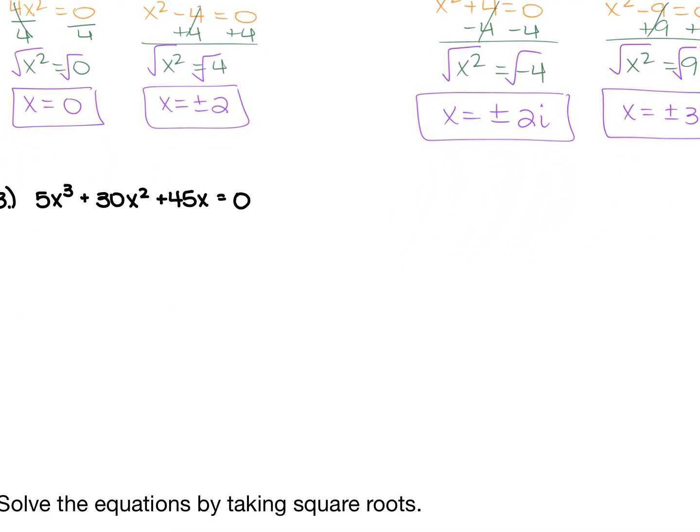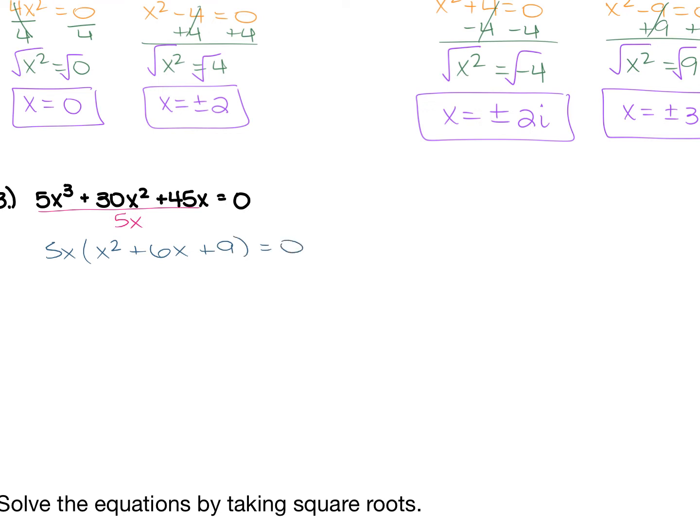For number 3, you have 5x cubed plus 30x squared plus 45x is equal to 0. You have a greatest common factor between these 3 terms, which is 5x. So we're going to factor that out first. We'll have 5x times x squared plus 6x plus 9 is equal to 0.